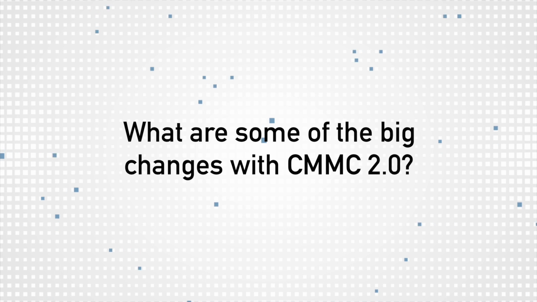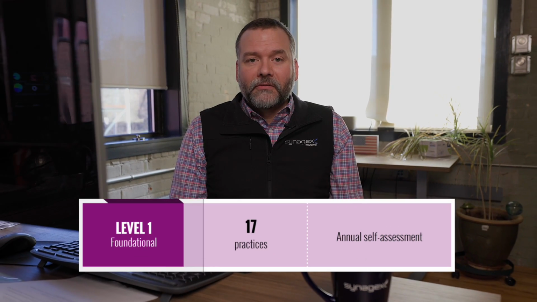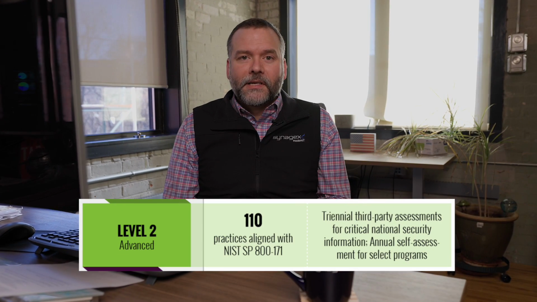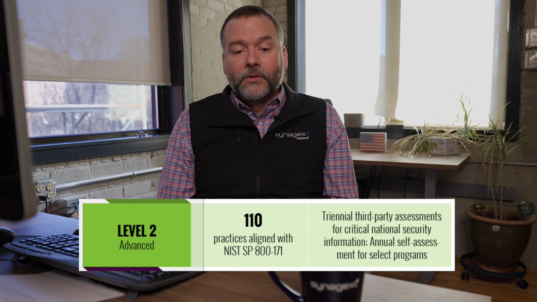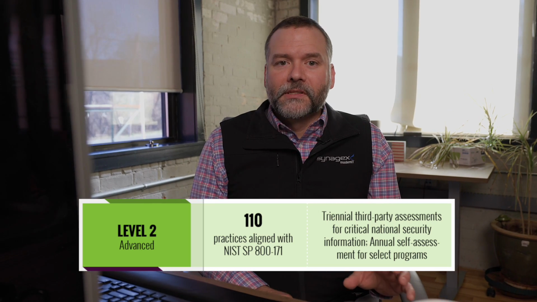What are some of the big changes that we're seeing in CMMC 2.0? The elimination of 2 of the maturity levels. So in CMMC 1.0, we saw 5 maturity levels. That's been reduced down to 3. All level 1 remains with just 17 basic cybersecurity practices. Level 2 is now all NIST 800-171 controls. We've reduced the level of controls down to 110, which was the standard in NIST 800-171.